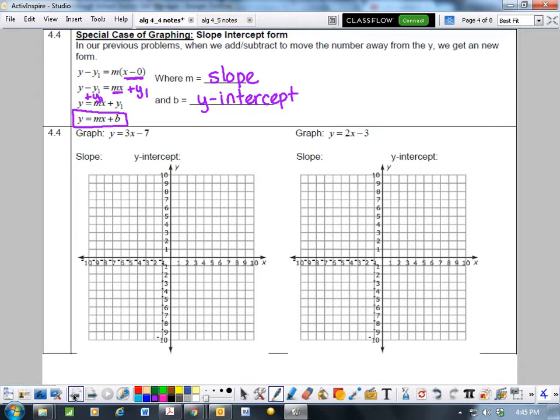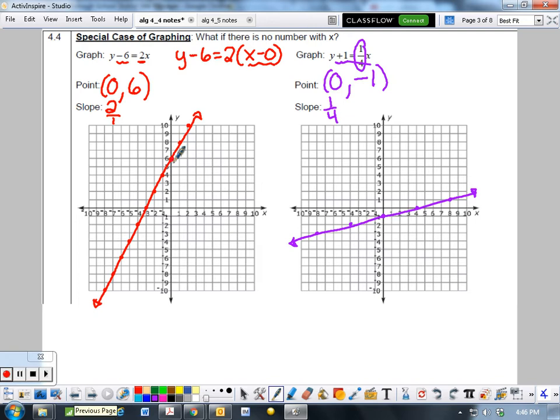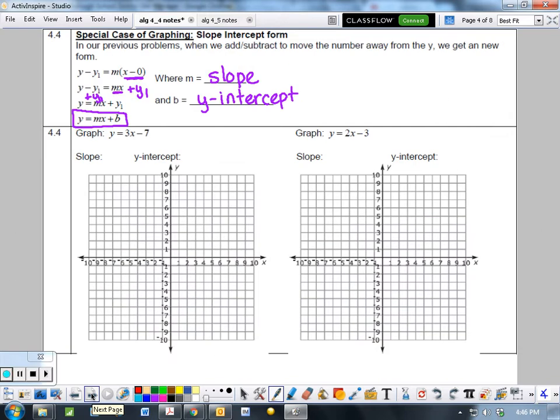So let's look back at this. You see how this crossed at 6? Well, if I would have moved this 6 over, that would have been my y-intercept, or where it crosses my y-axis. And if I look over here, it crosses at -1. So if I take this 1 and move it to the other side, it gives me where it crosses my y-axis at -1. And so now we use this idea of the y-intercept, or where it starts on the y-axis, as where we begin to graph.